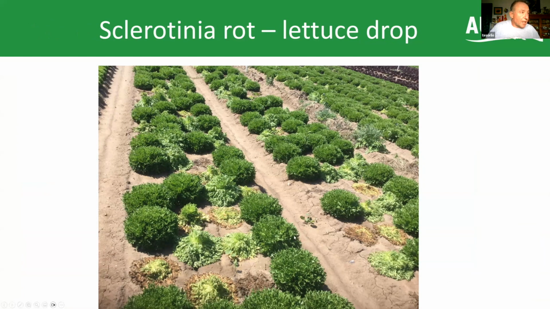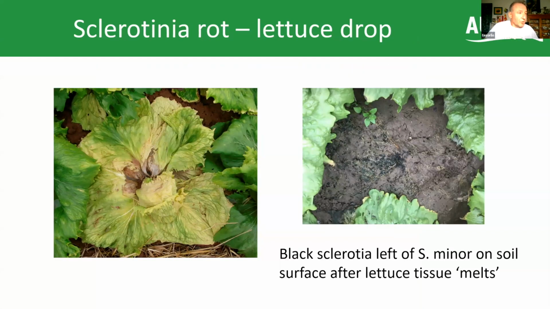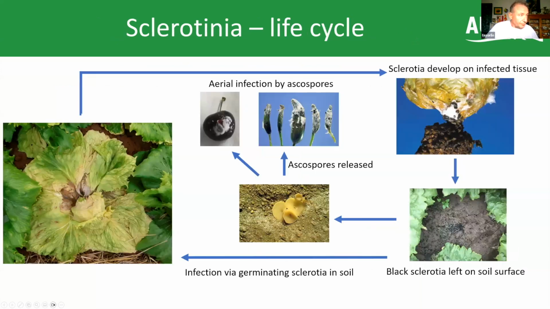Here's an image of a badly affected lettuce crop where the plants are dropping, so that disease is very commonly seen in lettuce. And again, because of the fact that those sclerotia can survive for long periods of time and it's got such a wide host range, you can end up with individual fields with high levels of disease such as this. So this lettuce drop, and in this case it's Sclerotinia minor, the lettuce itself has just melted away, and you can see that there's hardly a trace of it left there, but those black sclerotia sitting on the surface of the soil.